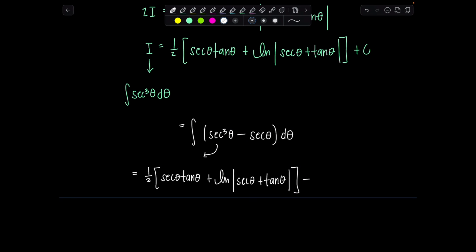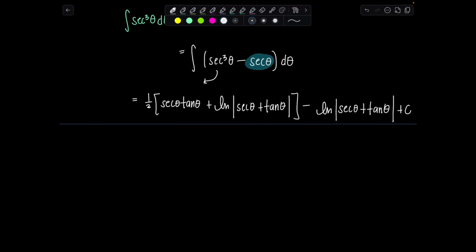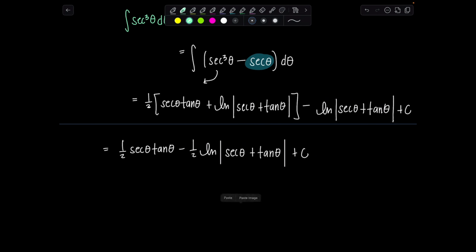And then minus, I need antiderivative of secant theta, which is again ln absolute value secant theta plus tan theta plus c. Well, notice these are like terms. I have 1/2 ln of the same quantity as -1 ln. So let's combine them. So this is just 1/2 secant theta tan theta minus 1/2 ln absolute value secant theta plus tan theta plus c. Now we're not done. Don't get excited. It's triangle time. We got to go back to the original variable of the problem, which was x.